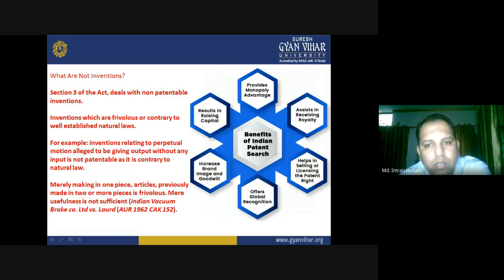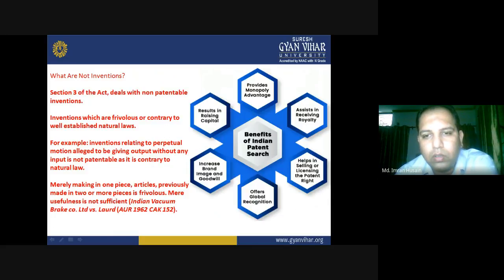So what are not inventions? Section 3 of the Act deals with non-patentable inventions: inventions which are frivolous or contrary to well-established natural laws. For example, inventions relating to perpetual motion, alleged to be giving output without any input, are not patentable as they are contrary to natural law. Merely making in one piece an article previously made in two or more pieces is frivolous. Mere usefulness is not sufficient.